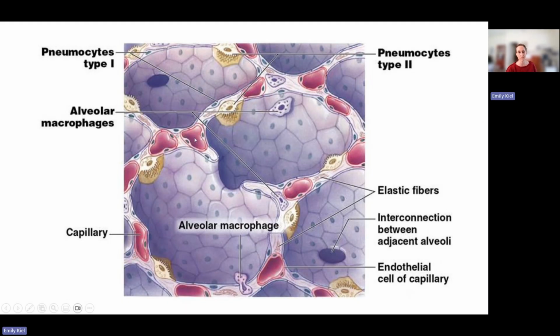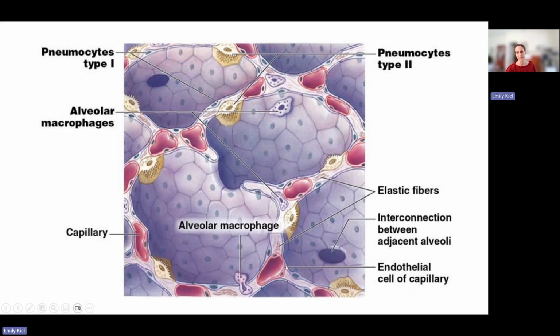You can see the capillaries that are in between these alveoli with their little single layer of epithelium. You can see here is an interconnection between adjacent alveoli. You can see that really there's only two cell layers for the gas to move through.